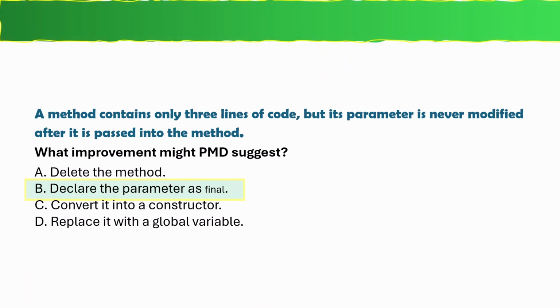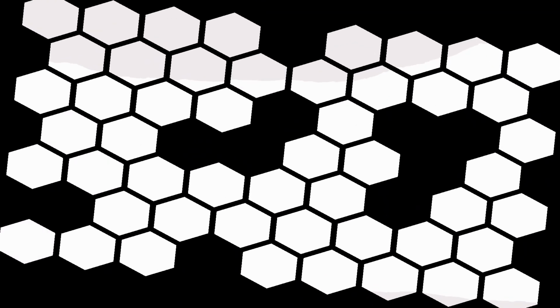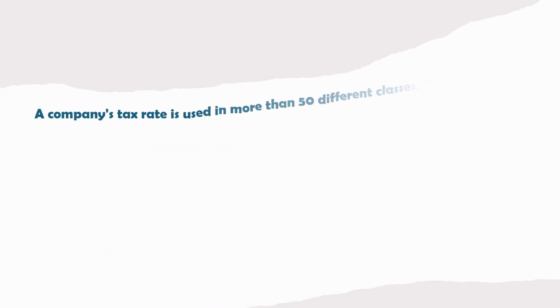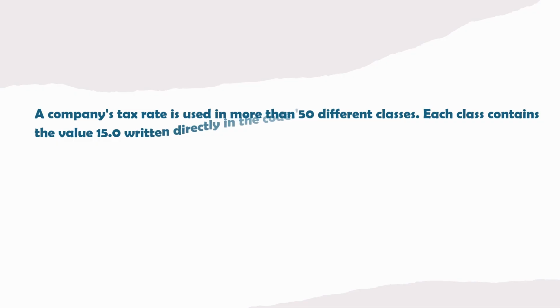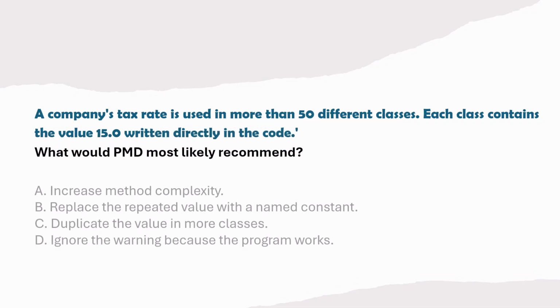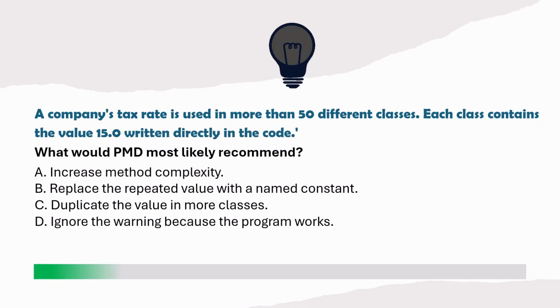The correct answer is B. Since the parameter is never reassigned, PMD may recommend declaring it as final. This prevents accidental modification and makes the code easier to reason about. The company tax rate is used in more than 50 different classes. Each class contains the value 15 written directly into the code. What would PMD most likely recommend?